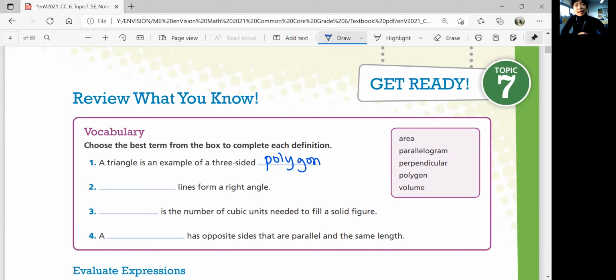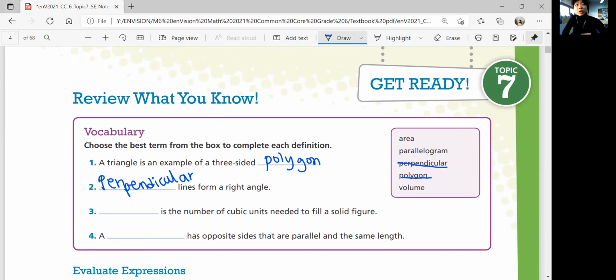Number 2, blank lines form a right angle. What are lines that form right angles called? Perpendicular. Perpendicular lines form a right angle.